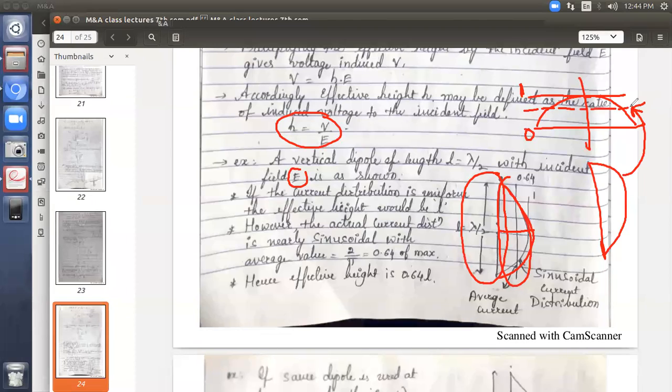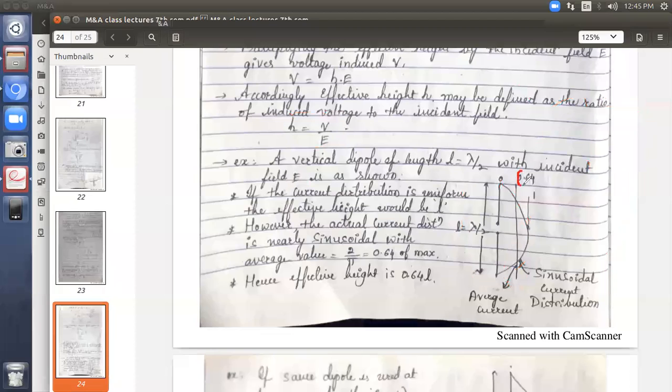And if you take the average value for sinusoidal, you have calculated all these in rectifiers, half wave and full wave average values. It comes to be 2 by pi. You can cross verify it. That is 0.64. Okay, so this is the average value for this sinusoidal distribution. That's what is marked here. You can see just the figure is flipped. This is the maximum point, this is 0.64.